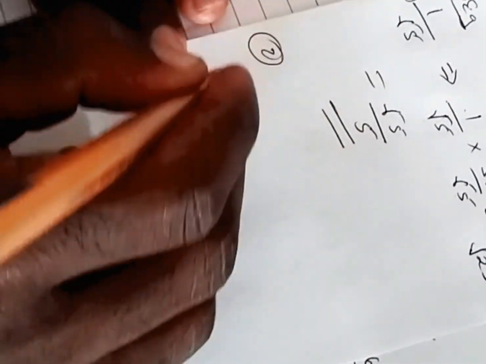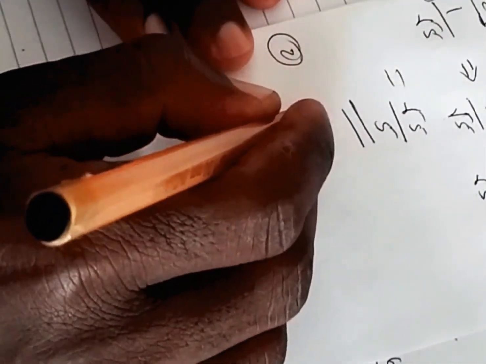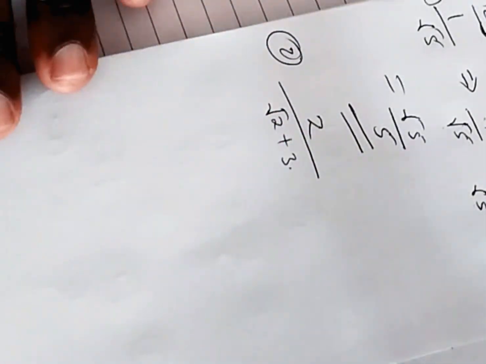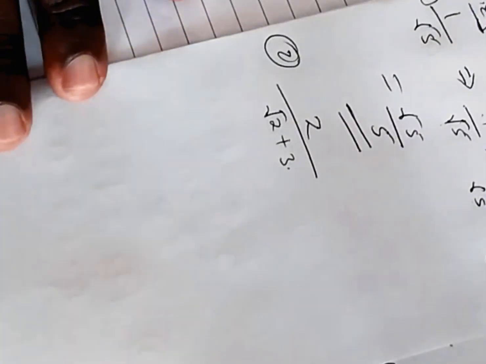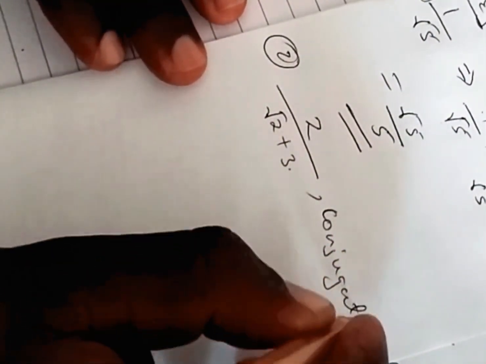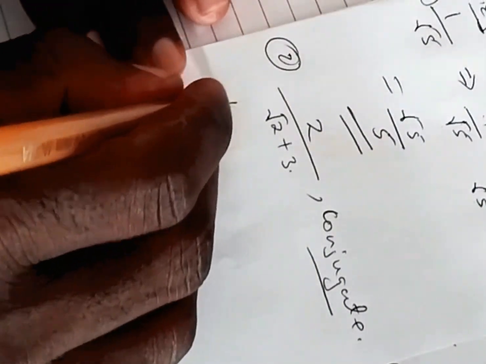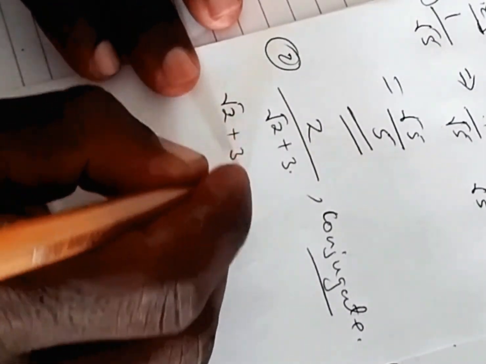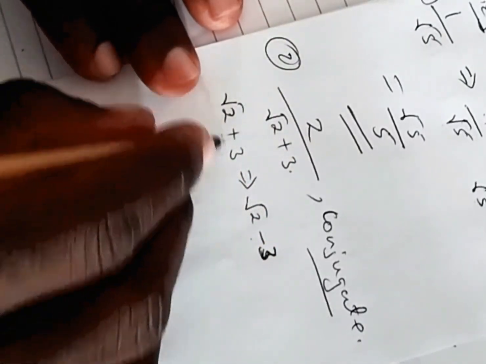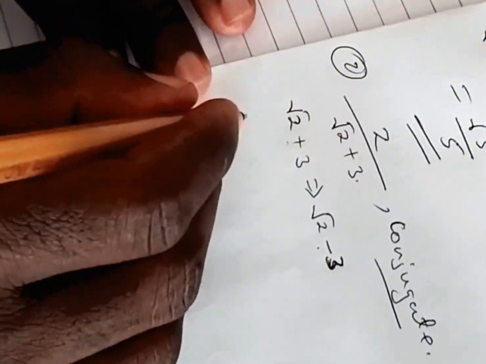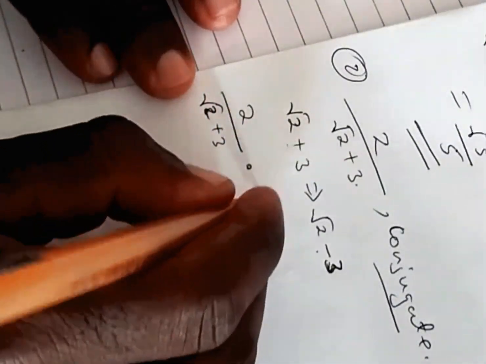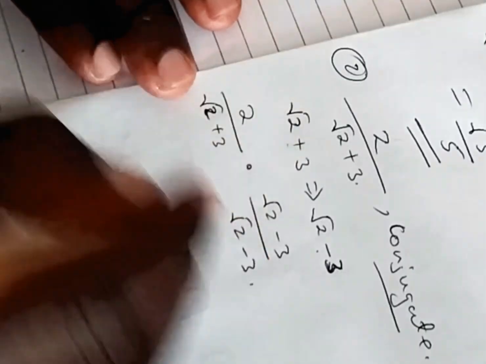This is number 1. Number 2: if you have 2 over root 2 plus 3, how do you rationalize the denominator? For this, we come into something we call the conjugate. Conjugate means you change the sign. If it is addition, then the conjugate will be root 2 minus 3. Then you multiply root 2 plus 3 by root 2 minus 3 over root 2 minus 3.